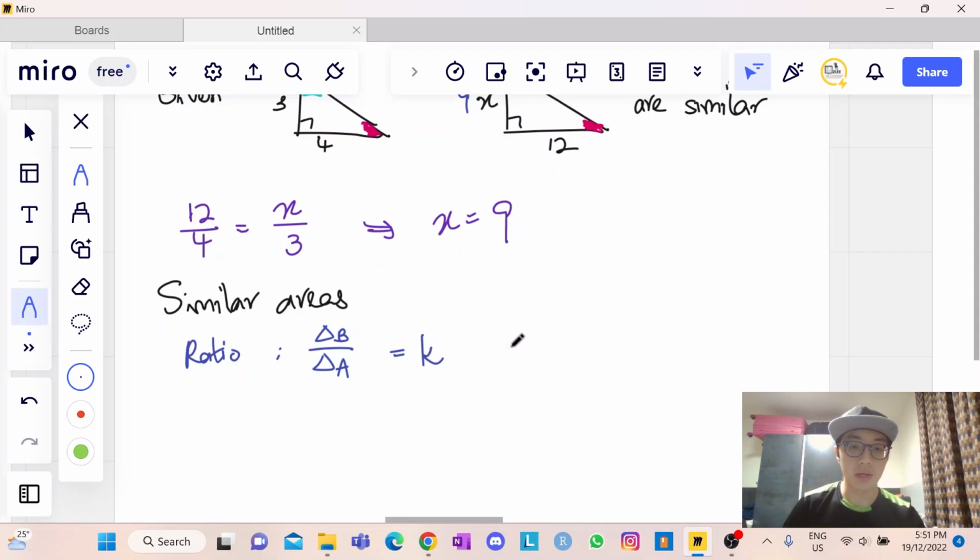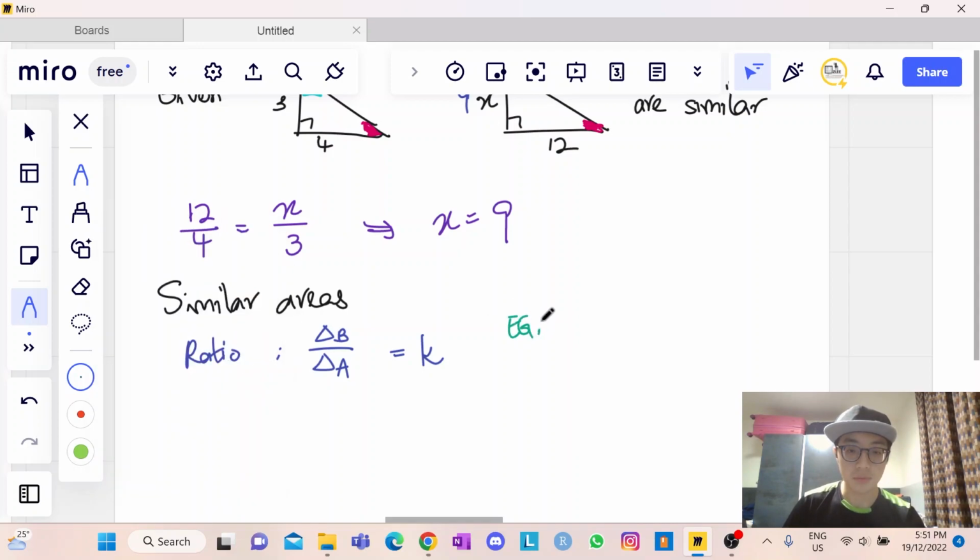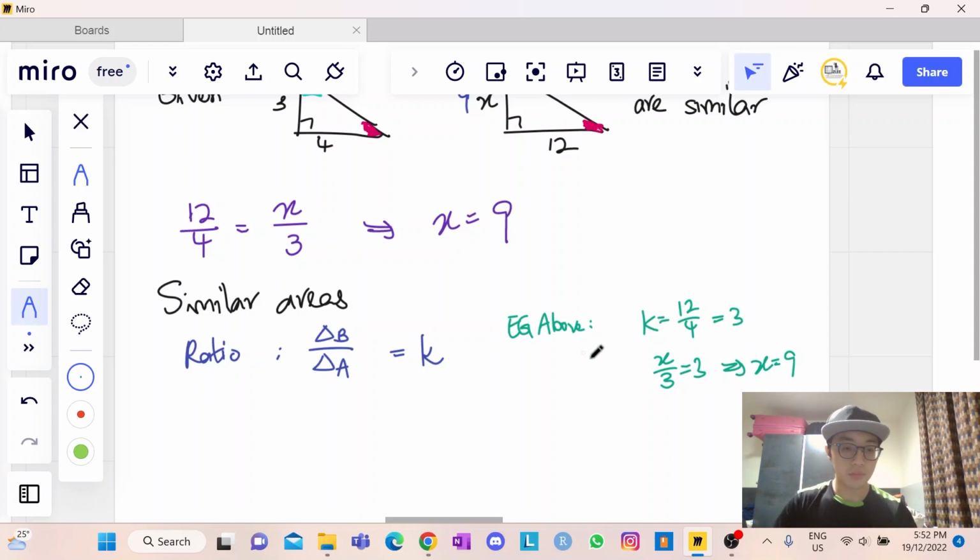So from the example above, you will get K is equal to 12 over 4, which is equal to 3. Therefore, you know that x over 3 must be equal to 3, which gives you x equals 9. All right, easy, no problem.